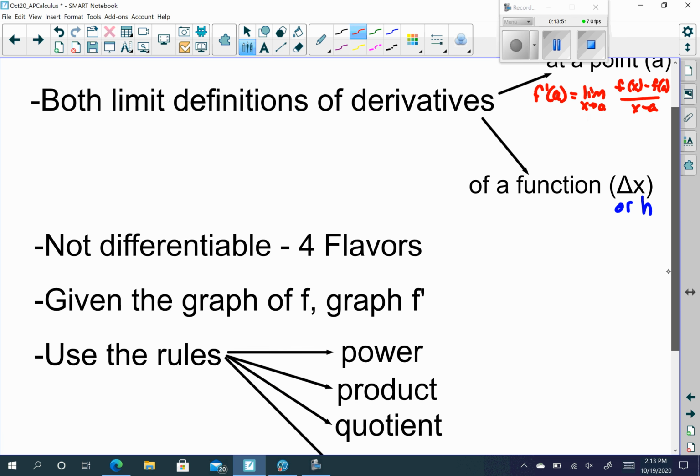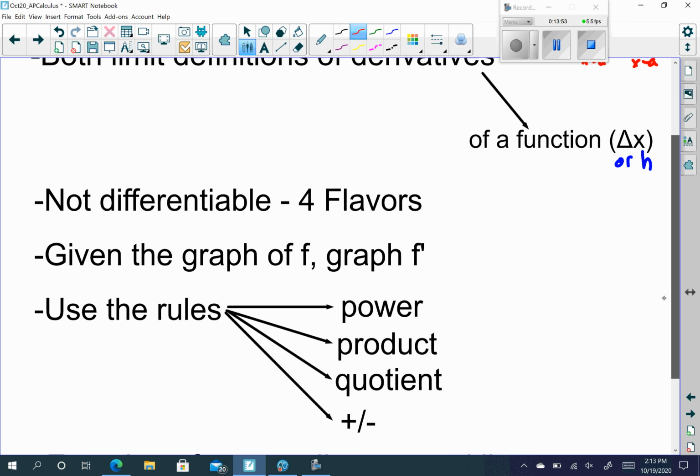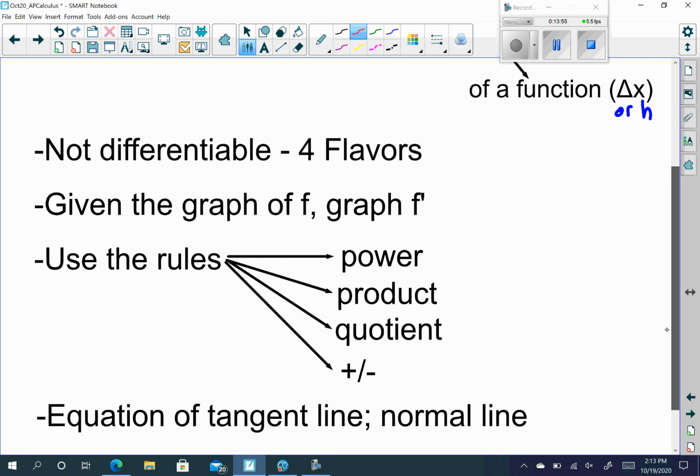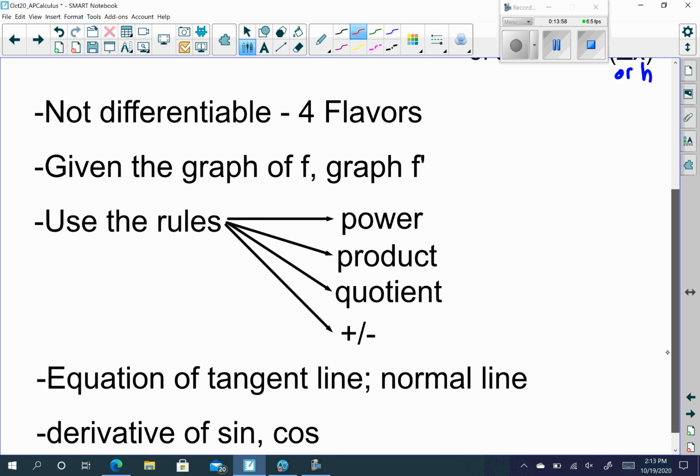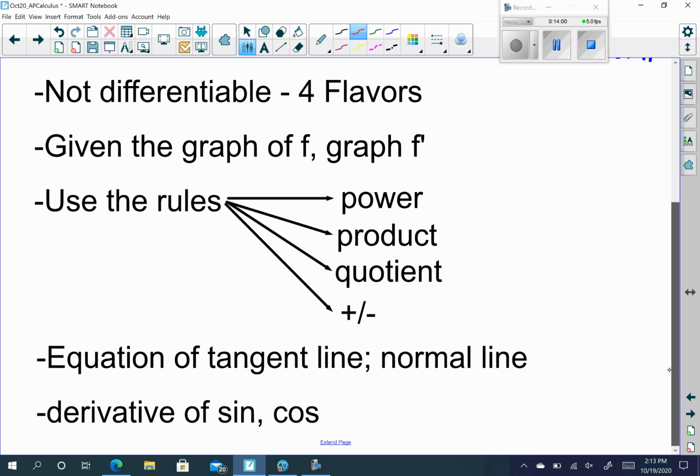Know the 4 types, the 4 flavors of non-differentiability. Given the graph of a function, graph the derivative. Use all the rules we've talked about so far, power, product, quotient, and then just the polynomials, which is still an extension of the power rule. Still be able to find the equation of a tangent line, normal line, and know the derivatives of sine and cosine.